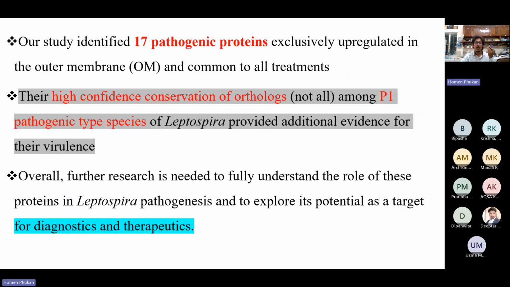And our study could identify 17 pathogenic proteins, as I already mentioned, which are exclusively upregulated in the outer membrane and common to all treatment groups. And their high confidence in the conservation of orthologs also provides additional evidence for their virulence. Overall, further research is needed to fully understand the role of those proteins in Leptospira pathogenesis and to explore their potential as targets for early diagnostic candidates or therapeutics.